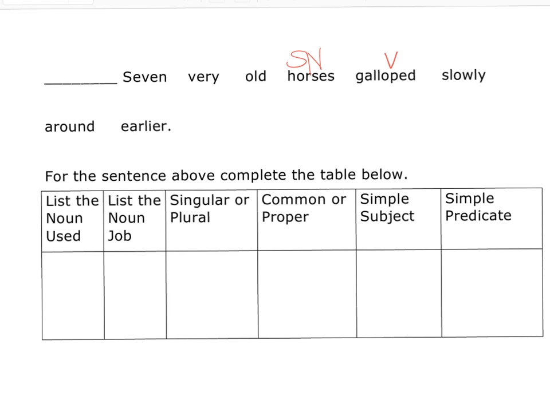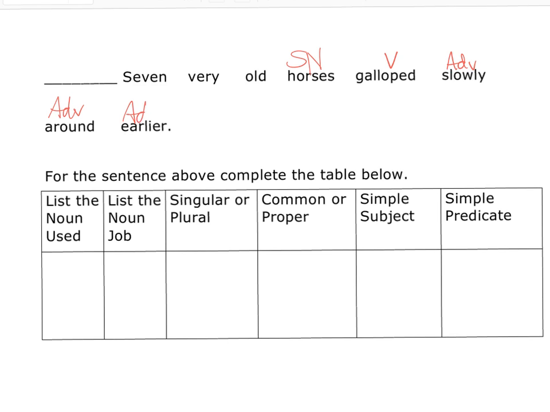Now, since I have the verb, I can start looking for adverbs. Therefore, I'm going to ask the adverb questions. Remember, those are how, when, where, and to what extent. So, horses galloped how? Slowly, adverb. Horses galloped slowly where? Around, adverb. Horses galloped slowly around when?